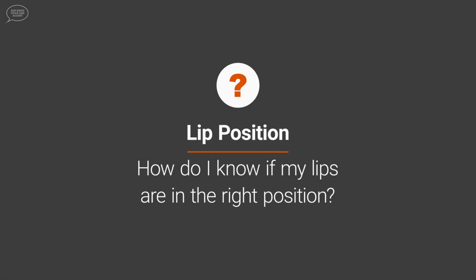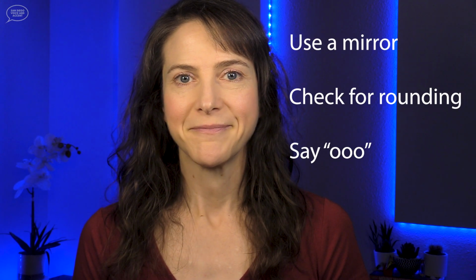If you're not sure if your lips are rounding enough or at all, then you should use a mirror as you practice. Say the oo vowel a few times and notice how your lips round into a circle. Use that same lip placement as you say the American R consonant.